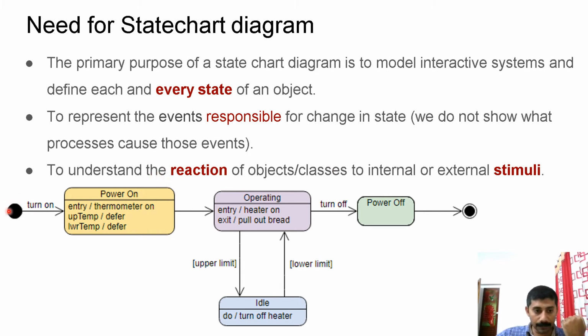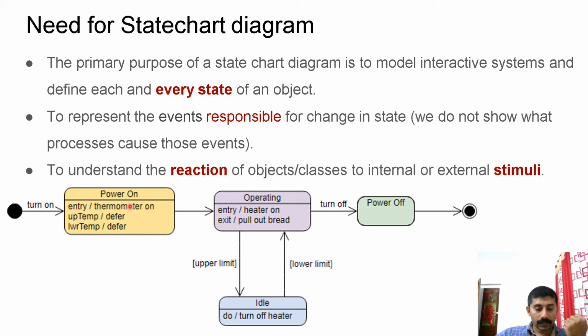You can see this example. This indicates the start and this indicates the completion. The states are power on, operating, idle, power off. Four states are mentioned. These are not activities or operations, these are states. This is actually the case of a bread toaster.